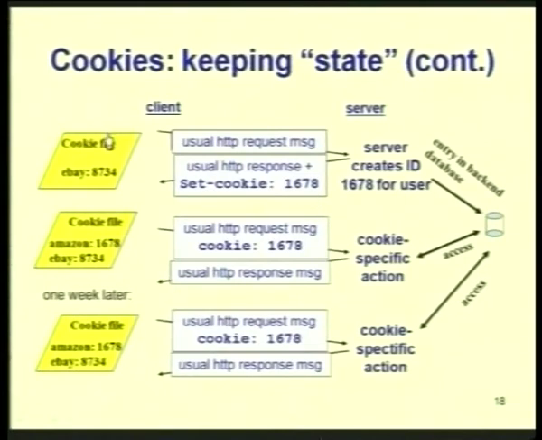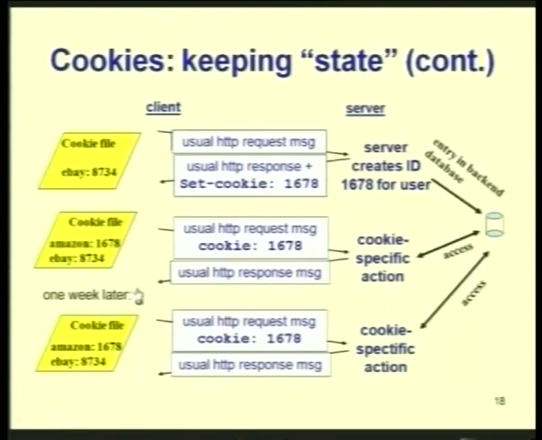What happens on the client side is that the client, which has a cookie file, takes this information of 1678 and says, for this particular server the cookie number is 1678. If it already has some other information here, say eBay 8734, a cookie set by some other website, and the request was sent to Amazon, for instance, and Amazon has given cookie number 1678, the cookie file now has one more entry which says Amazon:1678.